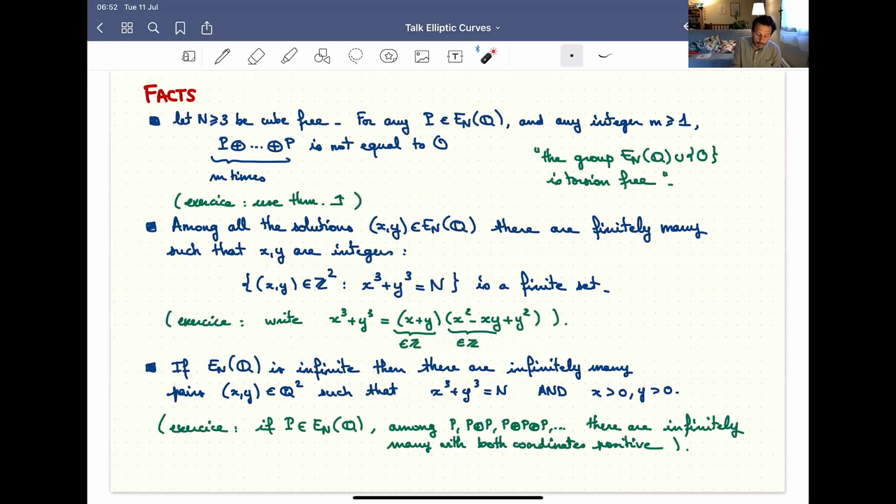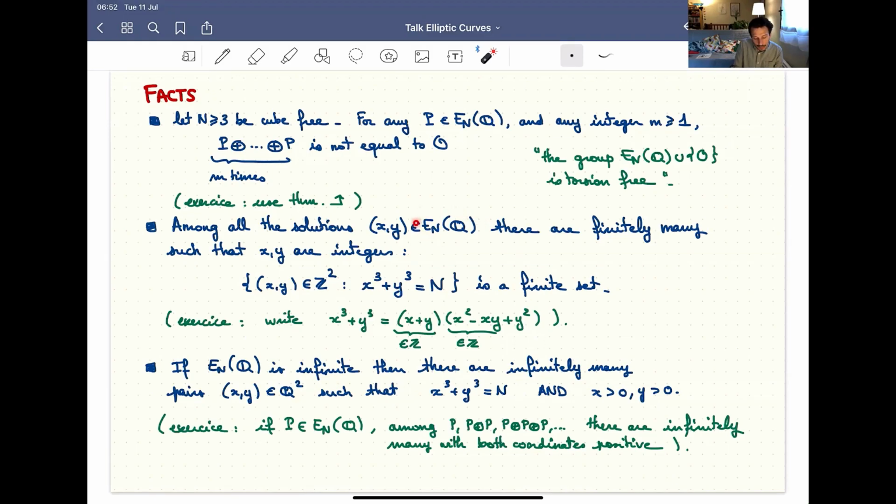We've been talking a lot about rational solutions x, y to a given equation. But if you like number theory, or arithmetic, then maybe you want a stricter condition on the solutions. So you look at x and y being integers, and such that x cubed plus y cubed equals n.